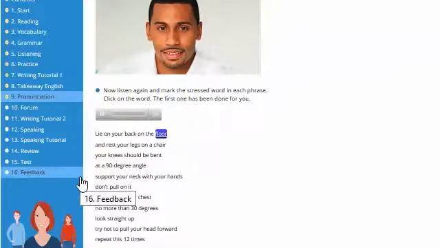Lie on your back on the floor and rest your legs on a chair.